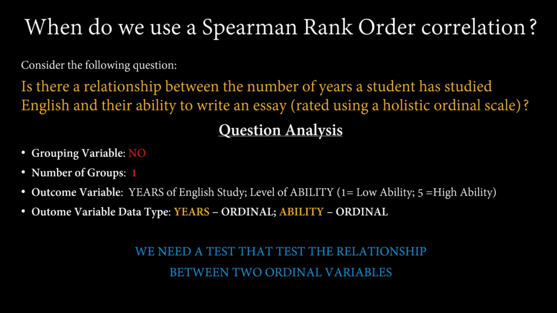So let's go through our question analysis. Do I have a grouping variable? No, I don't have a grouping variable because I have one group, the same students are doing both variables. Number of groups is 1. What are my outcome variables? Well, I have two outcome variables, years of English study and level of ability, with 1 equaling low ability and 5 equaling high ability. Both of these variables, we're going to consider them to be ordinal variables, both years of study and ability level. So what we need is a test that tests the relationship between two ordinal variables.